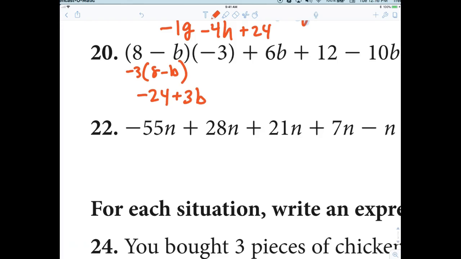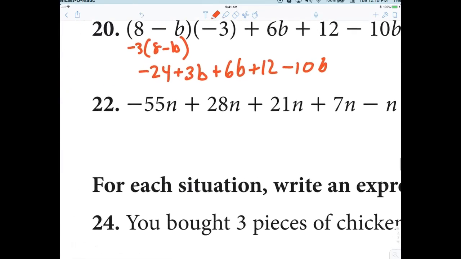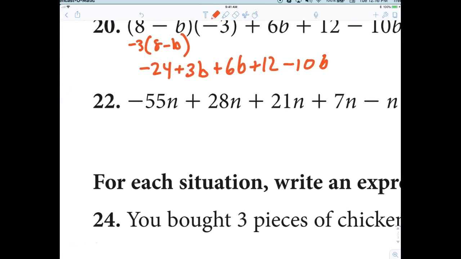That's us distributing a negative 3. So you have to understand we distributed the negative 3. Julian, are you with me now, right, buddy? All right. Negative times a positive is a negative. Negative times a negative is a positive. Now, I'm going to go ahead and put plus 6b plus 12 minus 10b. Now, we're combining the b's. Which ones? Good. And then?